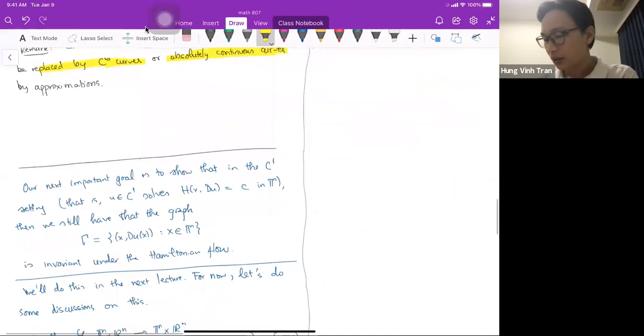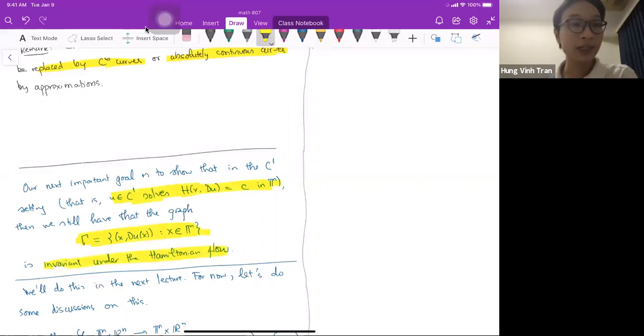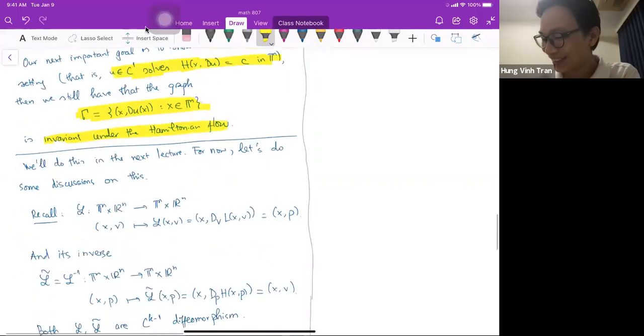Right. So again, our major goal here, which we're going to show in the next lecture, is that if you see one, then the graph of the gradient is still invariant under the Hamiltonian flow. I kept repeating this because I'm trying to make you get used to this thing and think that it's natural. Okay. All right.